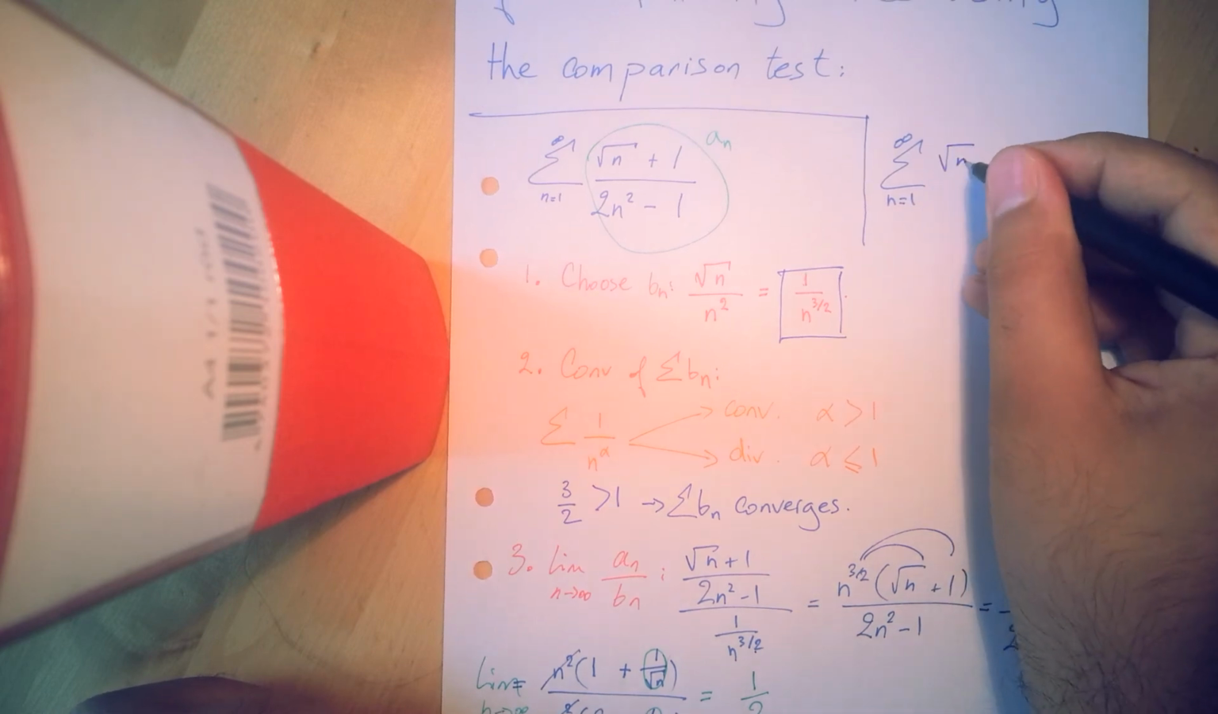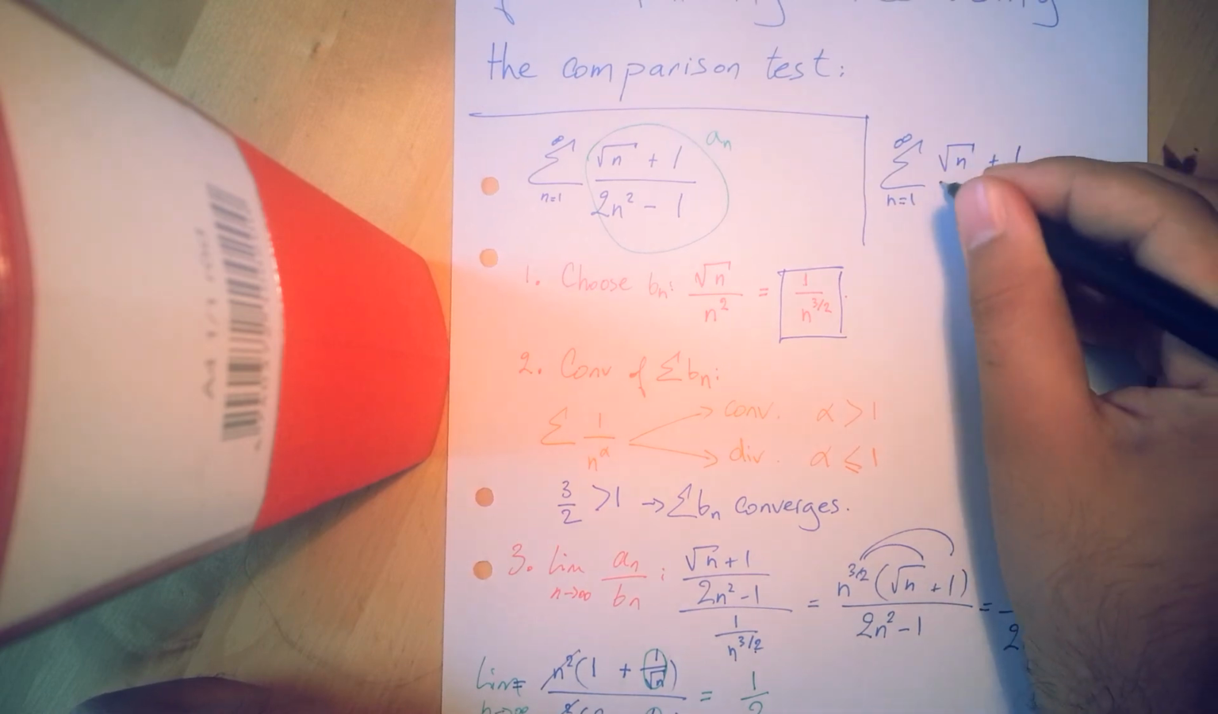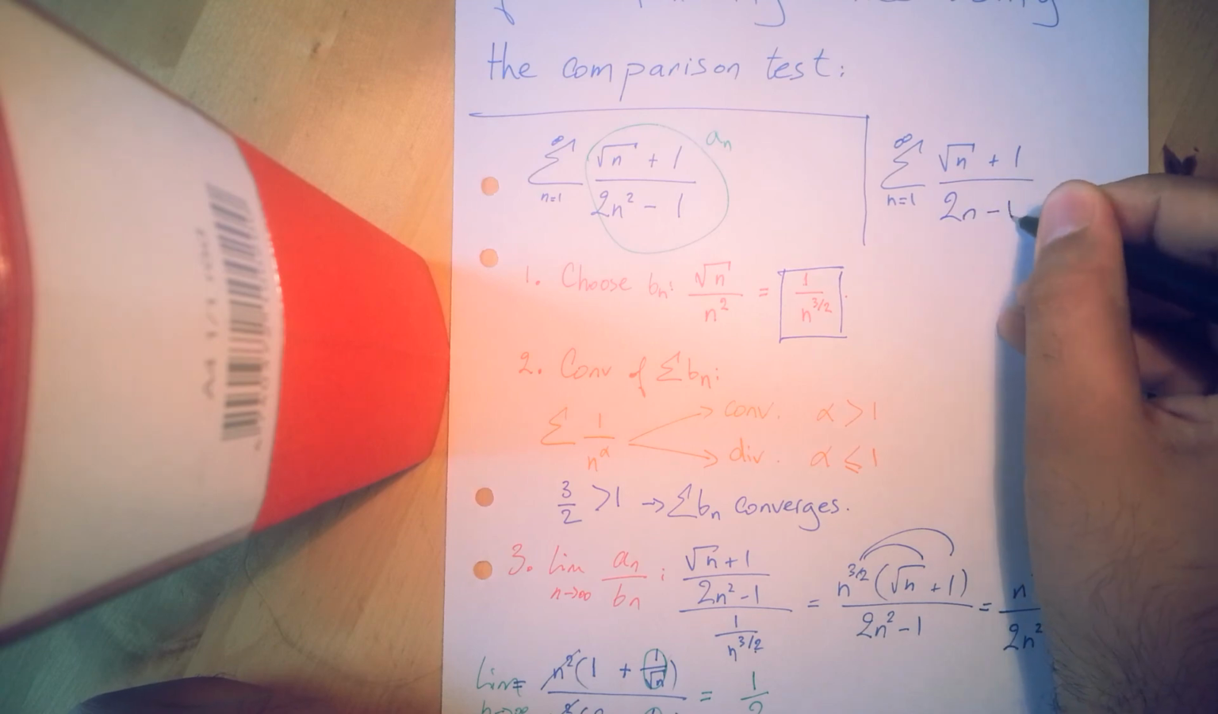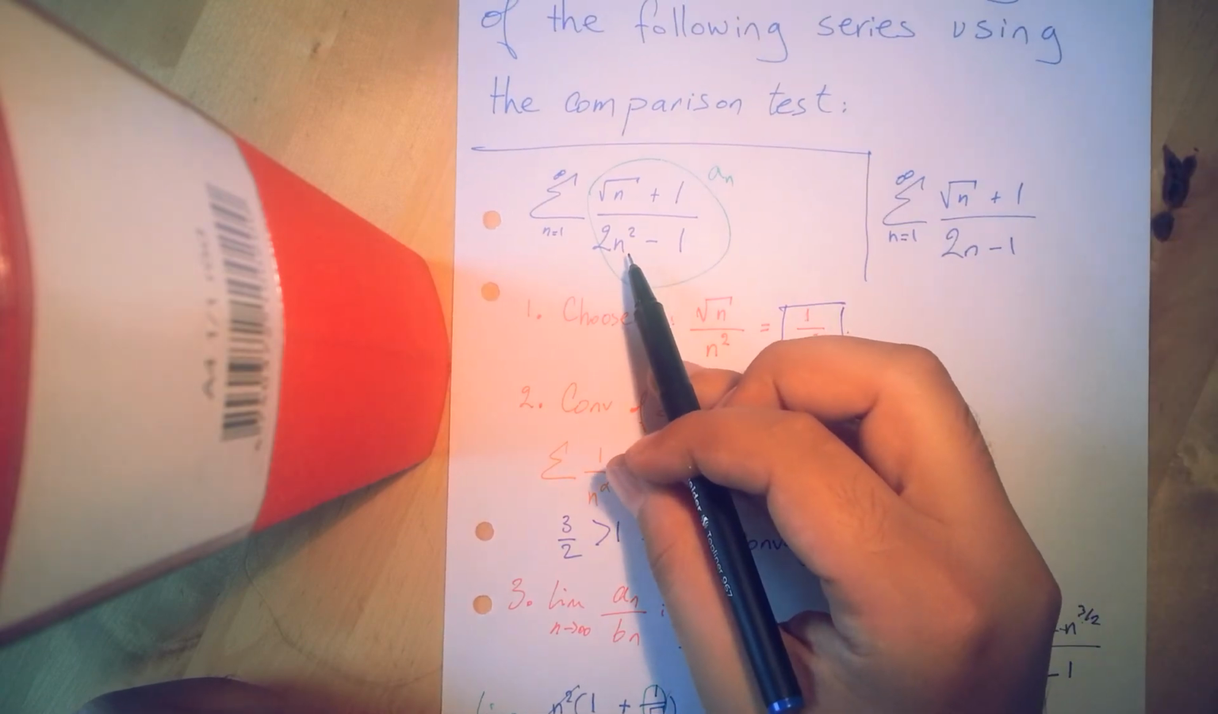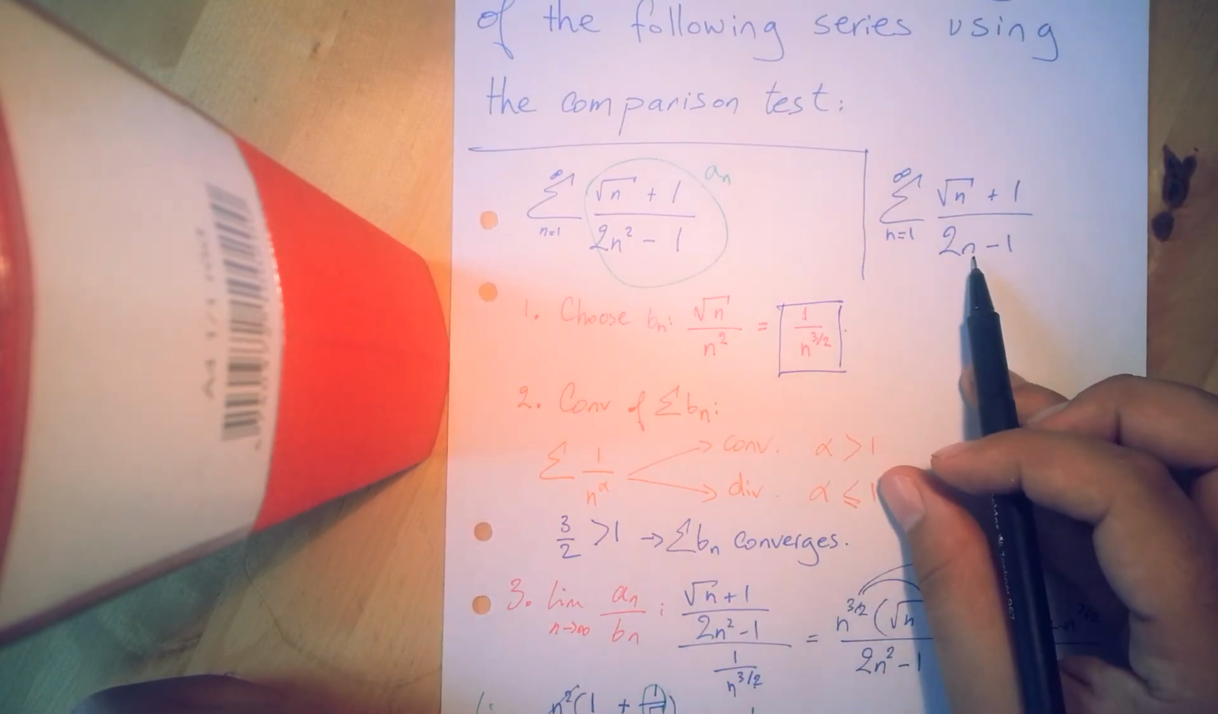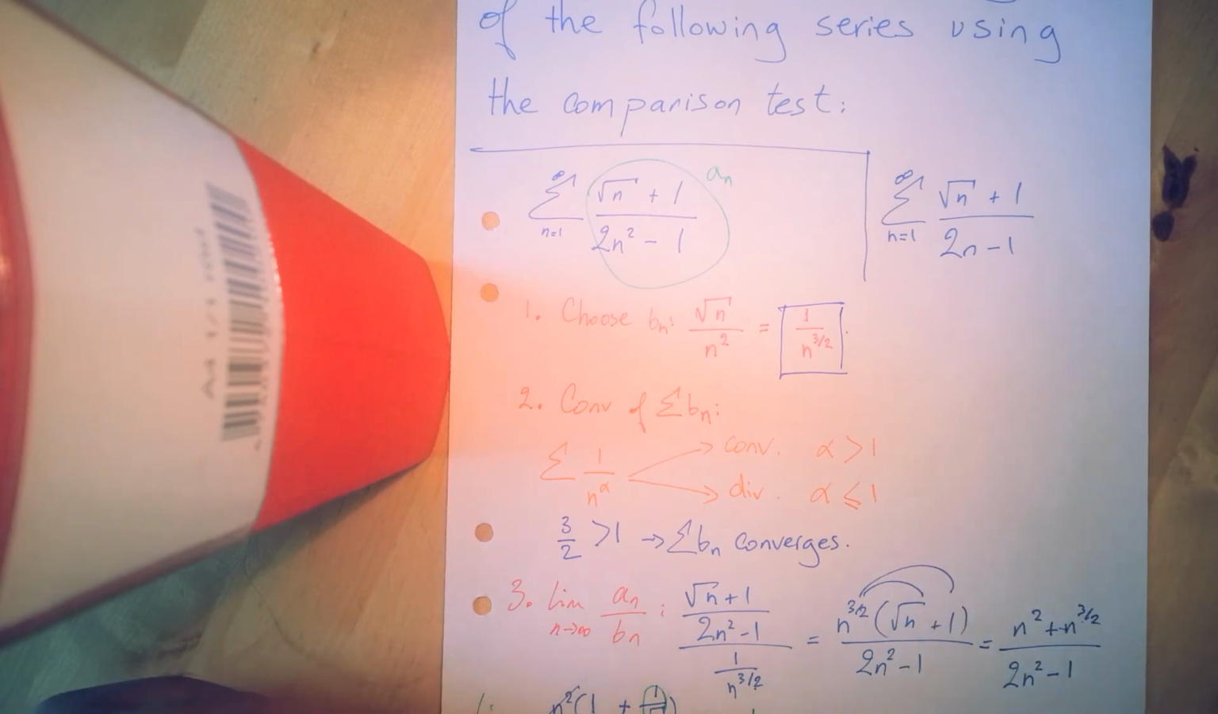So we have a series, it's very similar, square root of n plus 1, but here we have 2n minus 1. Originally, in the one we did, it was n squared, but this is n minus 1. And you will find the answer in the description.